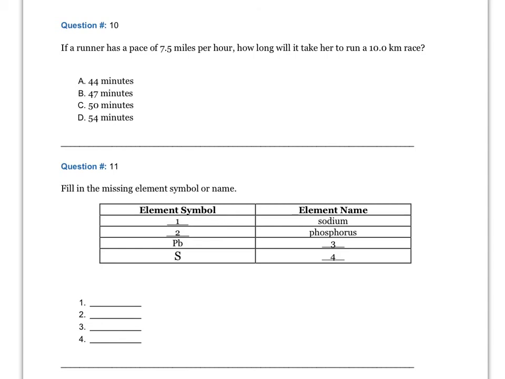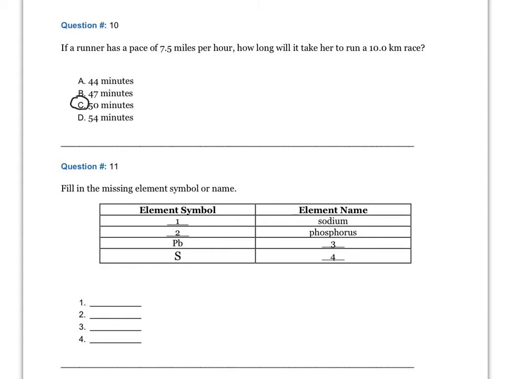Question 10. If a runner has a pace of 7.5 miles per hour, how long will it take her to run a 10.0 kilometer race? The answer is C, 50 minutes.